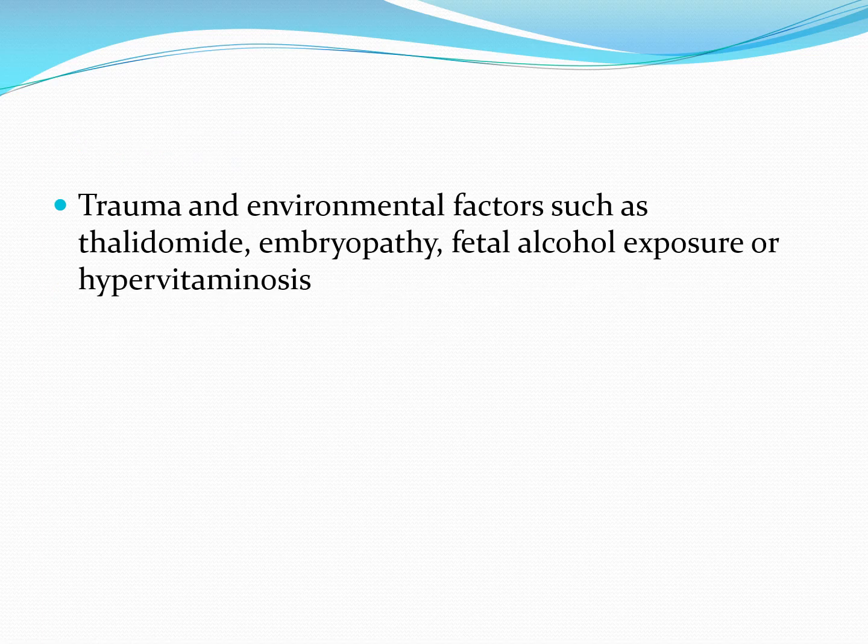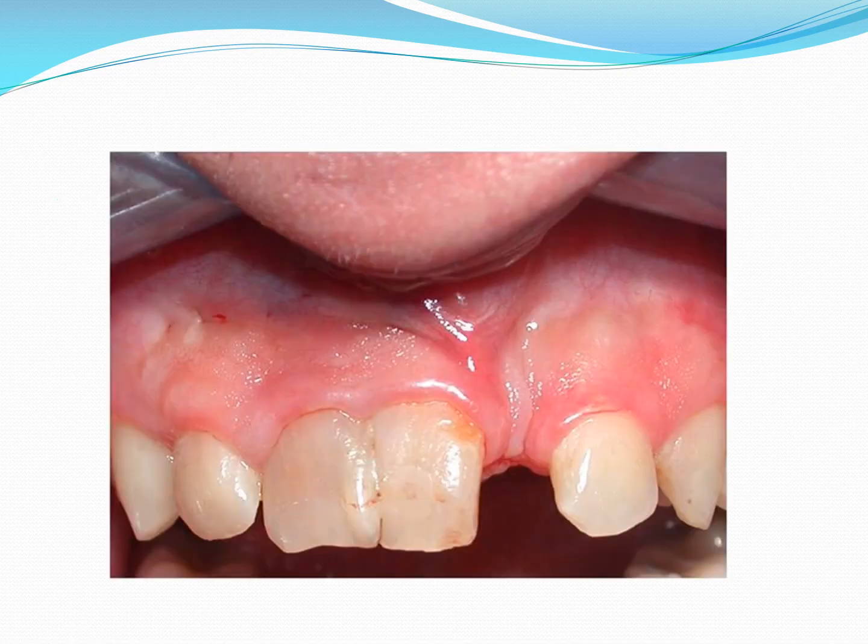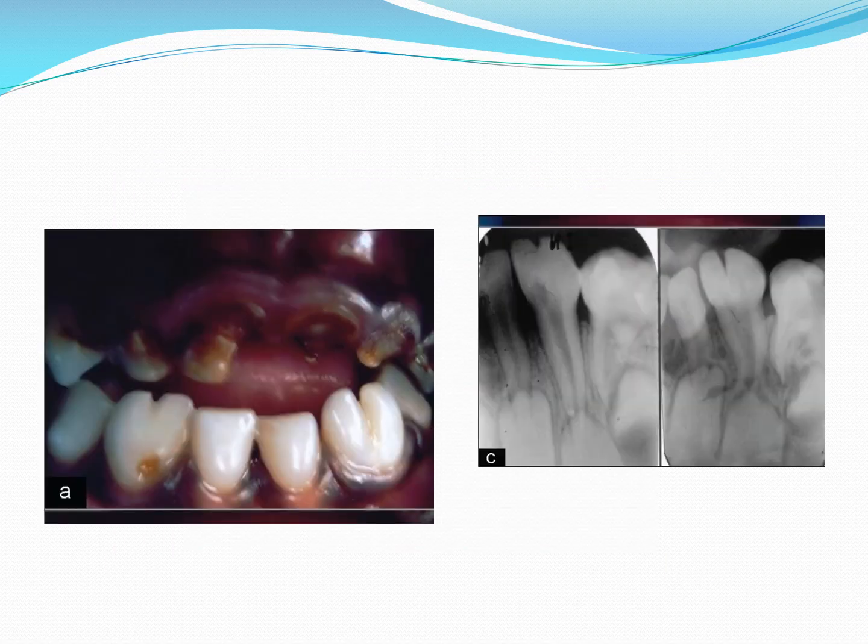When there is a close contact between two tooth germs, that leads to necrosis of the intervening tissue. This can occur as a result of any trauma or environmental factors such as thalidomide exposure, embryopathy, fetal alcohol exposure, or hypervitaminosis. So this is a clinical picture showing another condition of fusion of teeth. These are other pictures showing a clinical picture as well as a radiograph of fused teeth.